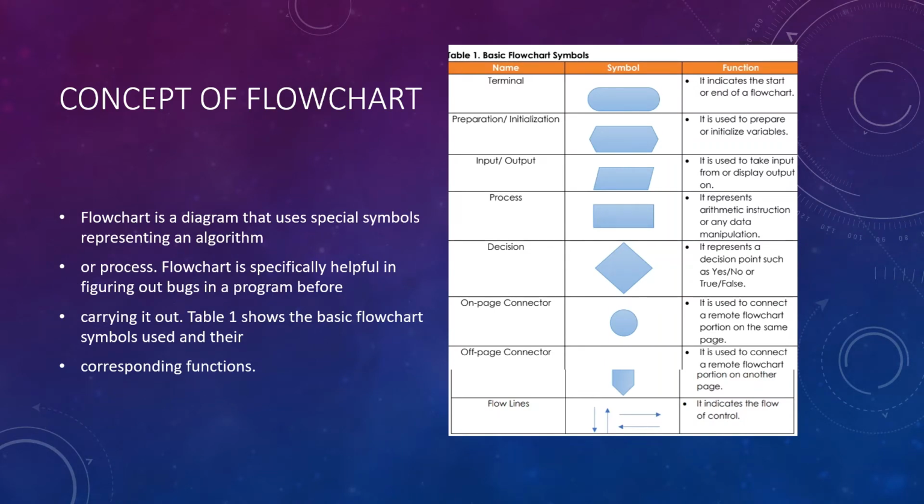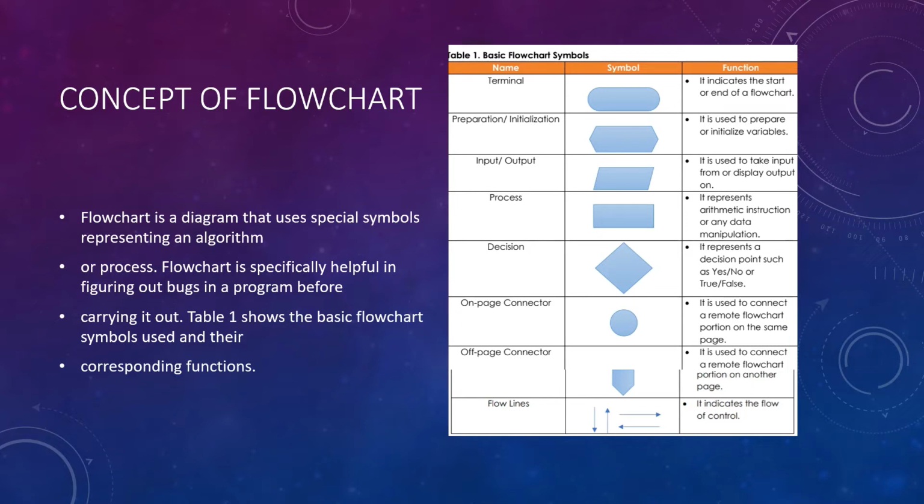Now let's talk about the concept of flowchart. Flowchart is a diagram that uses special symbols representing an algorithm or process. Flowchart is specifically helpful in figuring out bugs in a program before carrying it out. Table 1 shows the basic flowchart symbols used and their corresponding functions.